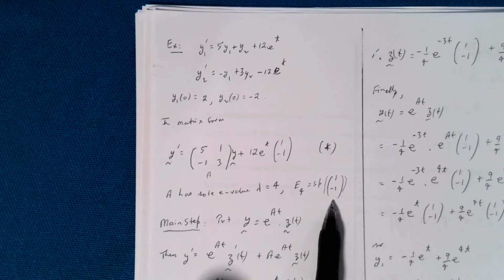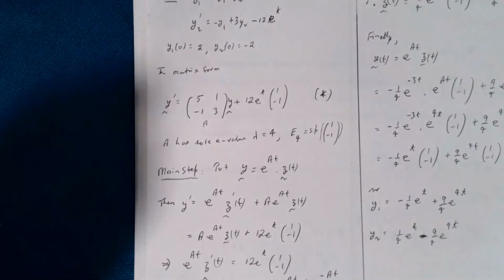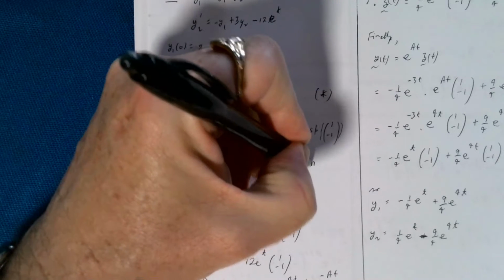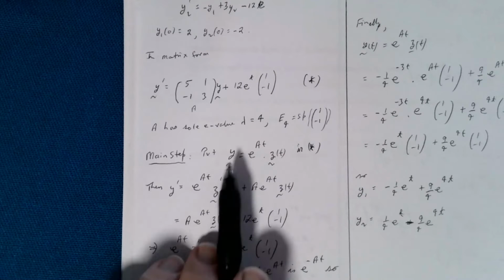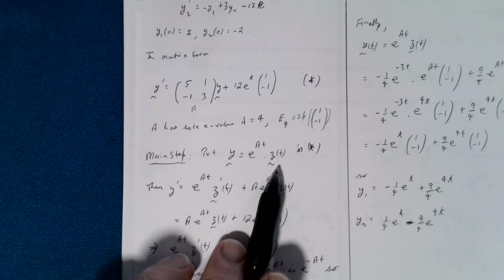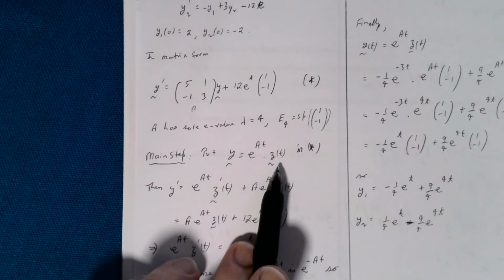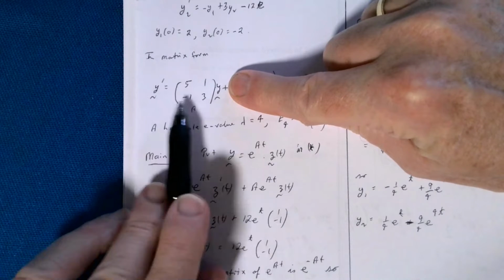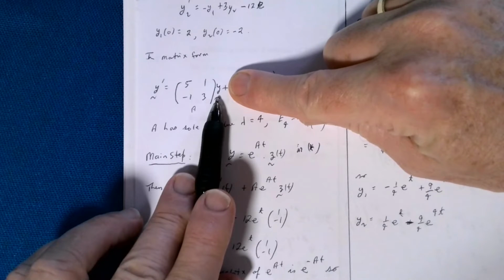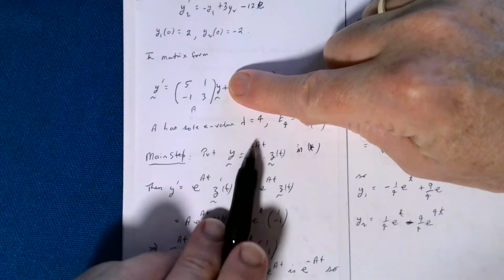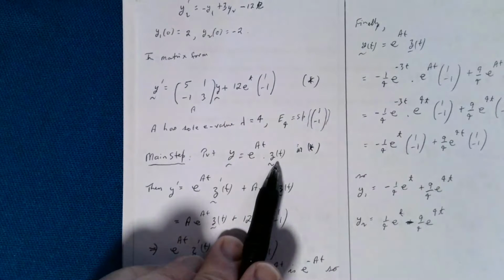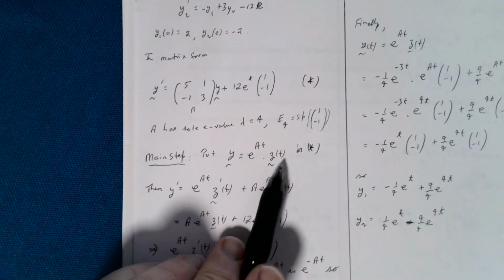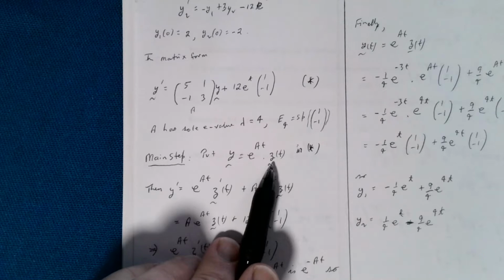Now, the main step in solving all of these is to make this change of variable. We're going to put y is equal to e to the At times z of t. Now, it's called variation of parameters because if you look at the solution just of the homogeneous equation, then you know that the solution of this is y is e to the At times the initial condition, which is a constant vector.